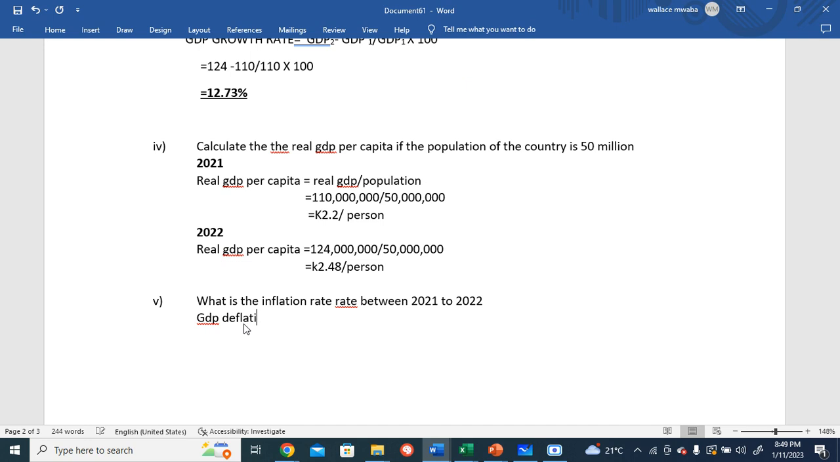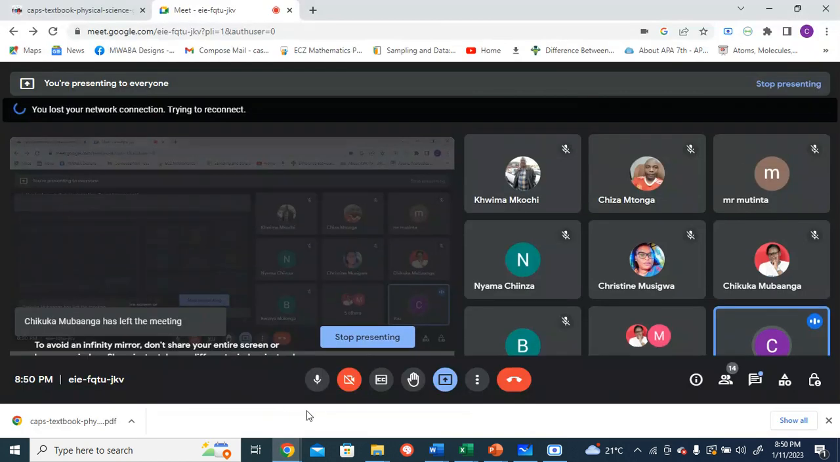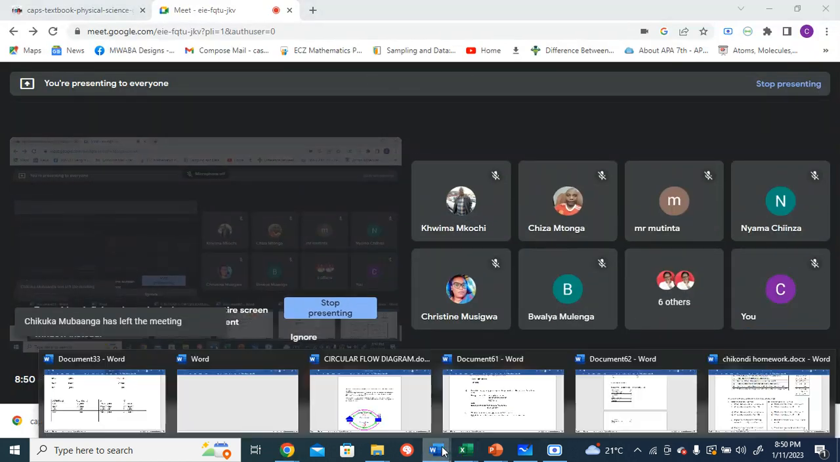So I was bringing in the concept of the GDP deflator. This tells us how much prices have risen from the base year. When we come to the topic of inflation, there are two ways we can calculate the inflation rate: the consumer price index or the GDP deflator.